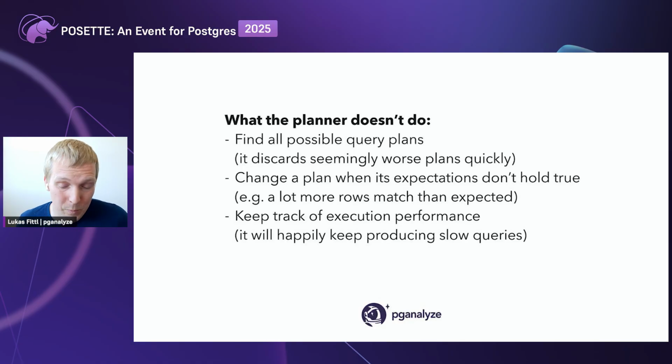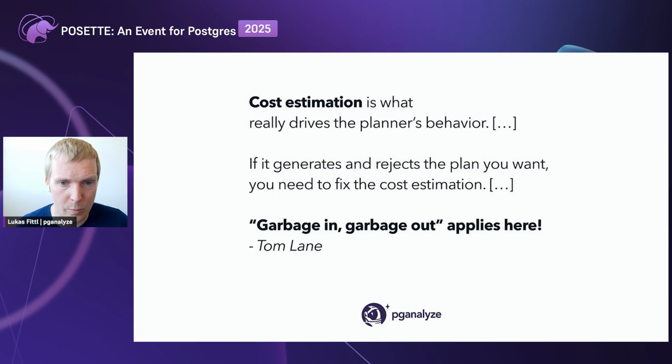So the most important thing to know is the planner does not find all possible plans. It actually discards plans that look bad pretty quickly. Also, it doesn't change plans when expectations don't hold true. So if your row count is off, it doesn't fix that. It doesn't rerun. And it also doesn't know if past executions of the same query had a bad plan that performed badly. It will happily keep doing the same slow query.